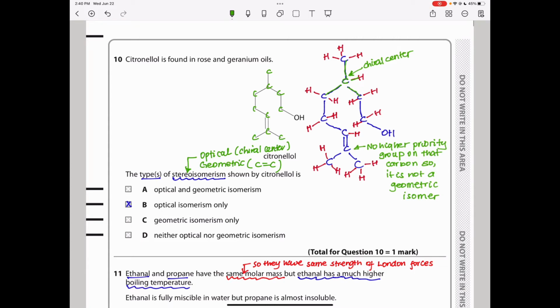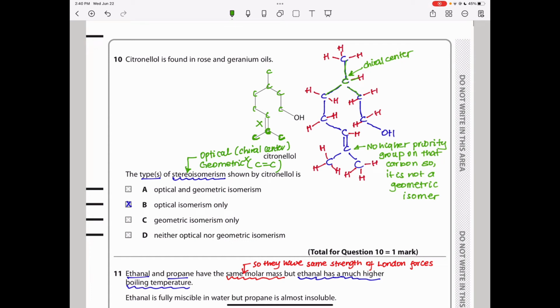And remember, I'm going to look at the carbon-carbon double bond first. Now, when you look at this carbon-carbon double bond, you can see that this carbon here within the double bond does not have higher priority groups because this is a methyl and that is a methyl. And because these groups are similar, that is not a geometric isomer. So we rule out geometric isomerism because we need to have superiority in priority.